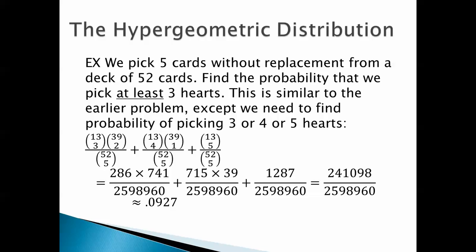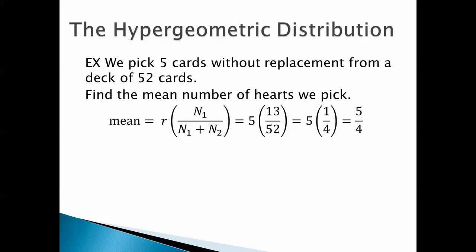Add to that the number of ways you can pick 5 hearts. That would be 13 choose 5, the number of ways you can pick 5 hearts from the 13 hearts in the deck, over 52 choose 5, the total number of ways you can pick 5 cards from the deck. When you add those together, you get roughly 0.0927, as you can plainly see.